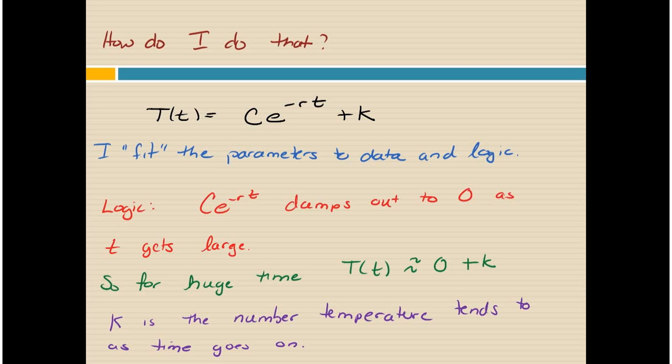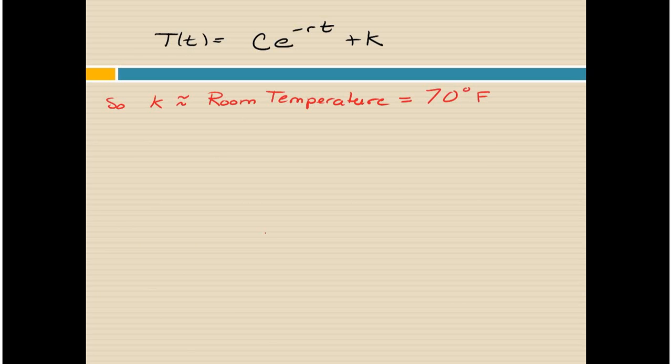As you probably have thought about in class, if a dead body was laying in a room, you'd expect after 10 days that this dead body would be exactly room temperature. So I can set K to be the room temperature, which is approximately 70 degrees Fahrenheit if we're not in our room in Richardson Hall. So I'm going to replace that K with 70. So one of those letters has disappeared.